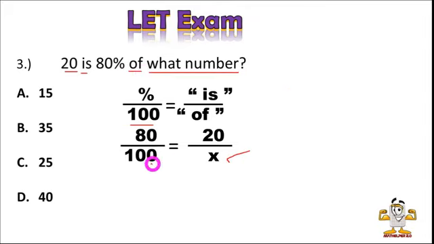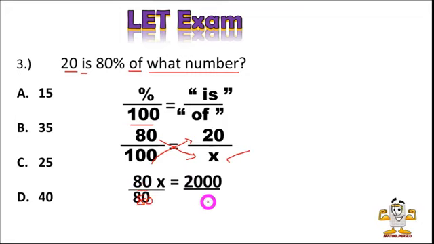So, cross-multiply lang po natin yung dalawang fraction. So, 100 times 20 is 2,000. 80 times x is 80x. So, i-divide po natin ng 80. Sa kabila rin 80. So, cancel to. So, 2,000 divided by 80 is 25.